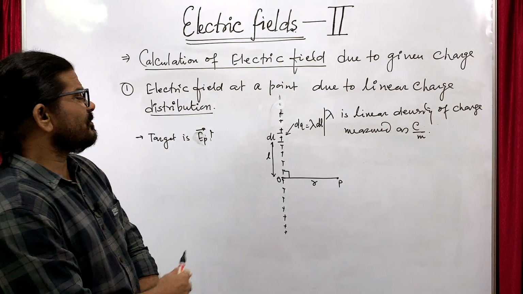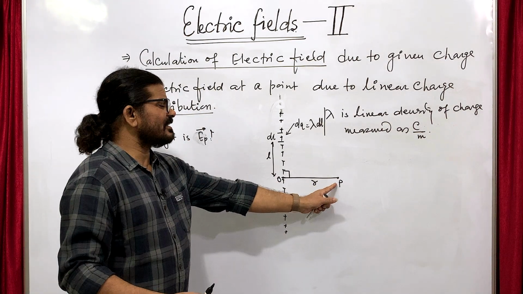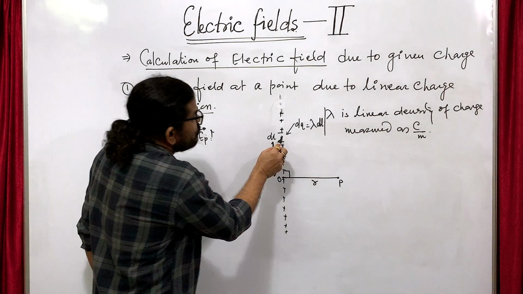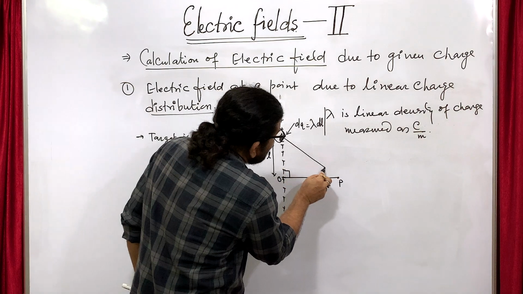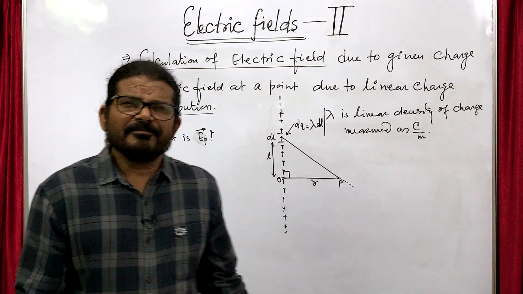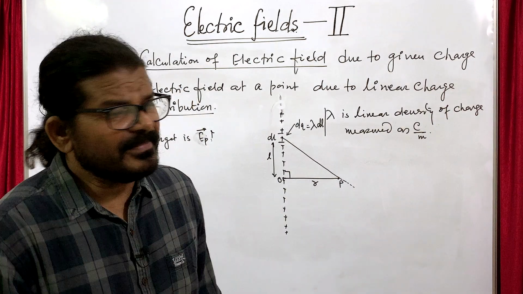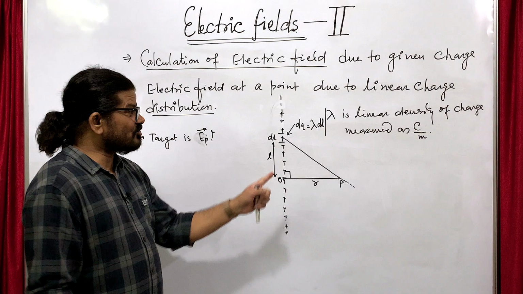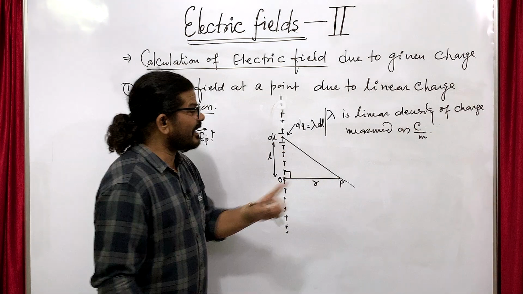Yes. So we are assuming a unit test charge is present at that particular point. Then the next step is to join the source charge and the point charge. Why? Because the field is radial. Definitely it will be directed along the line joining the source charge and the test charge.